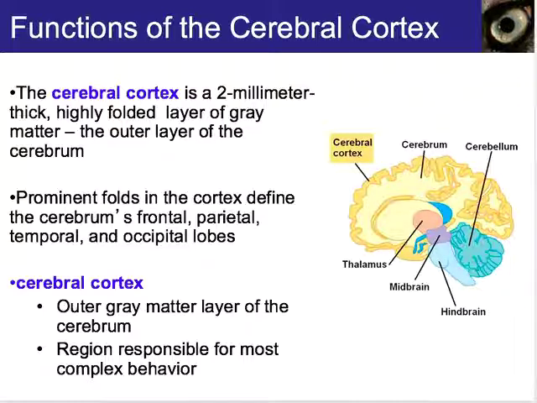Its prominent folds in the cortex define the cerebrum's frontal, parietal, temporal, and occipital lobes. You guys don't need to know that part. Just know that the cerebral cortex is a 2 millimeter thick, highly folded layer of gray matter and is responsible for our very complex behavior.